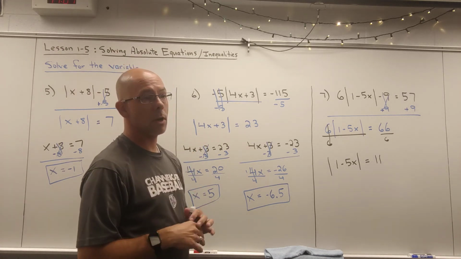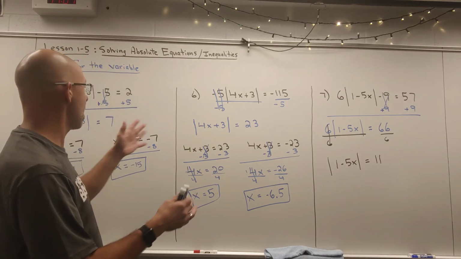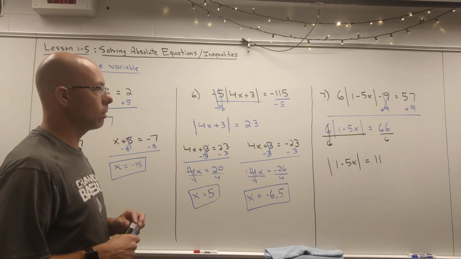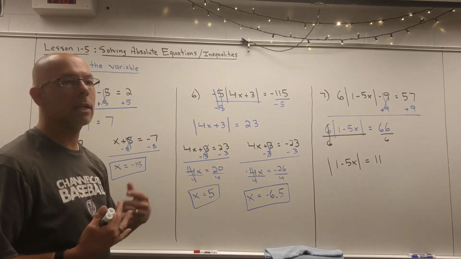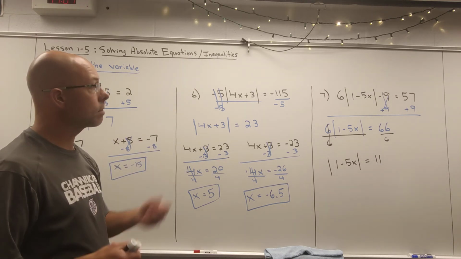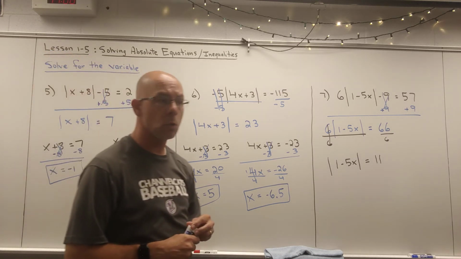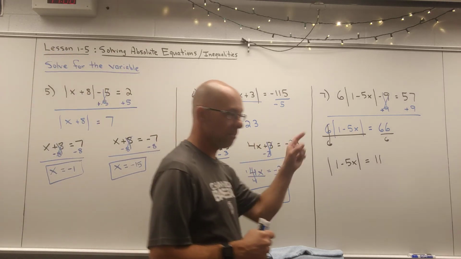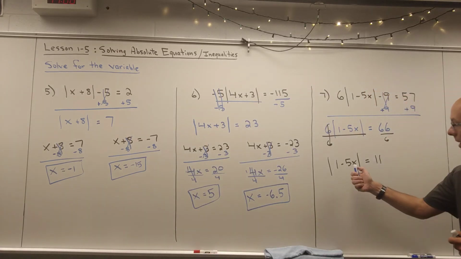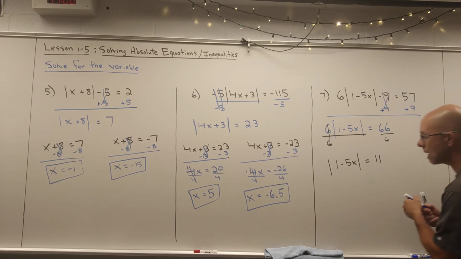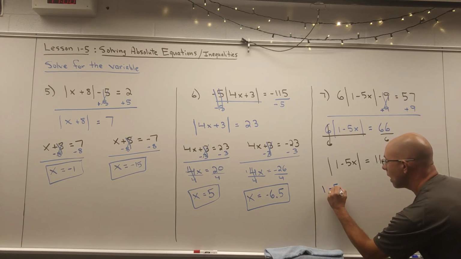And please understand, question 7 is like the combination of 5 and 6 in one problem. In question 5, we only had to add to both sides. In question 6, we only had to divide on both sides. Well, in number 7, we had to add to both sides and divide on both sides before we got into the true absolute value work. Now we're going to finish that. Again, it's going to be this absolute value versus 11 and negative 11. So it's going to be 1 minus 5x.